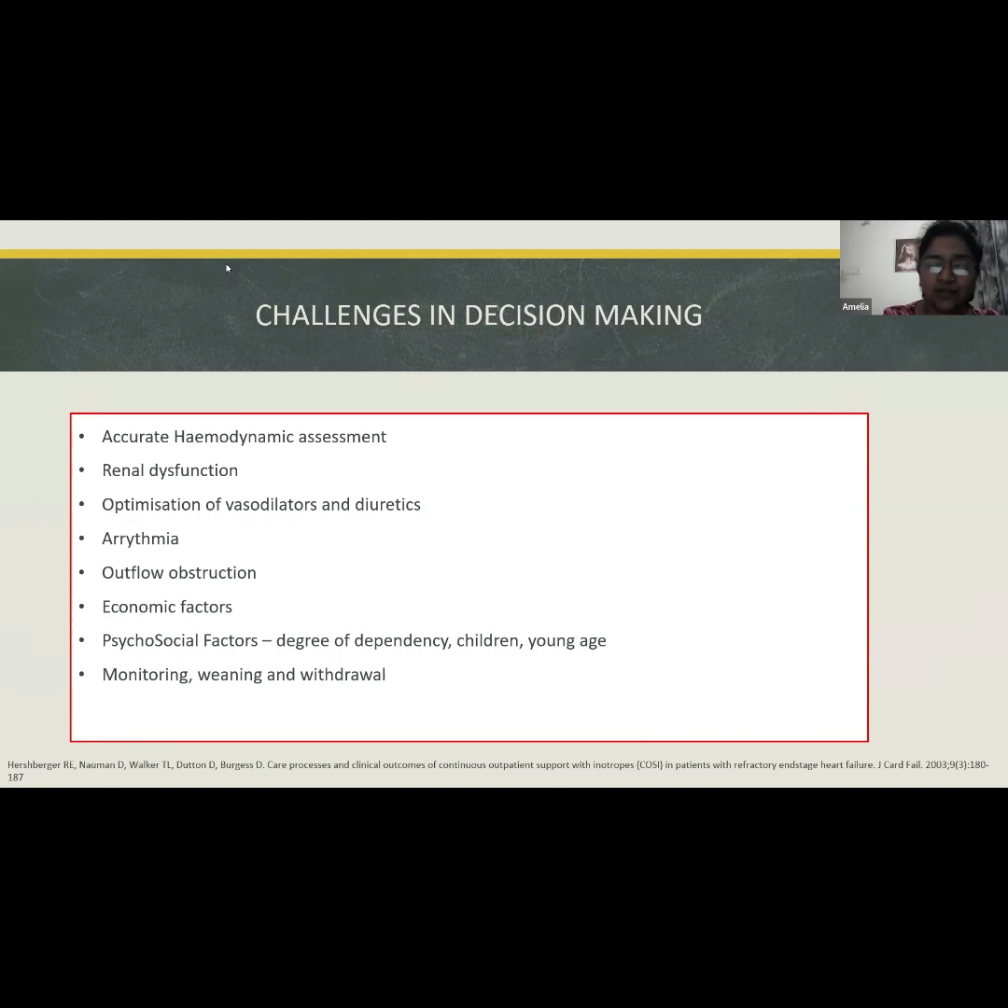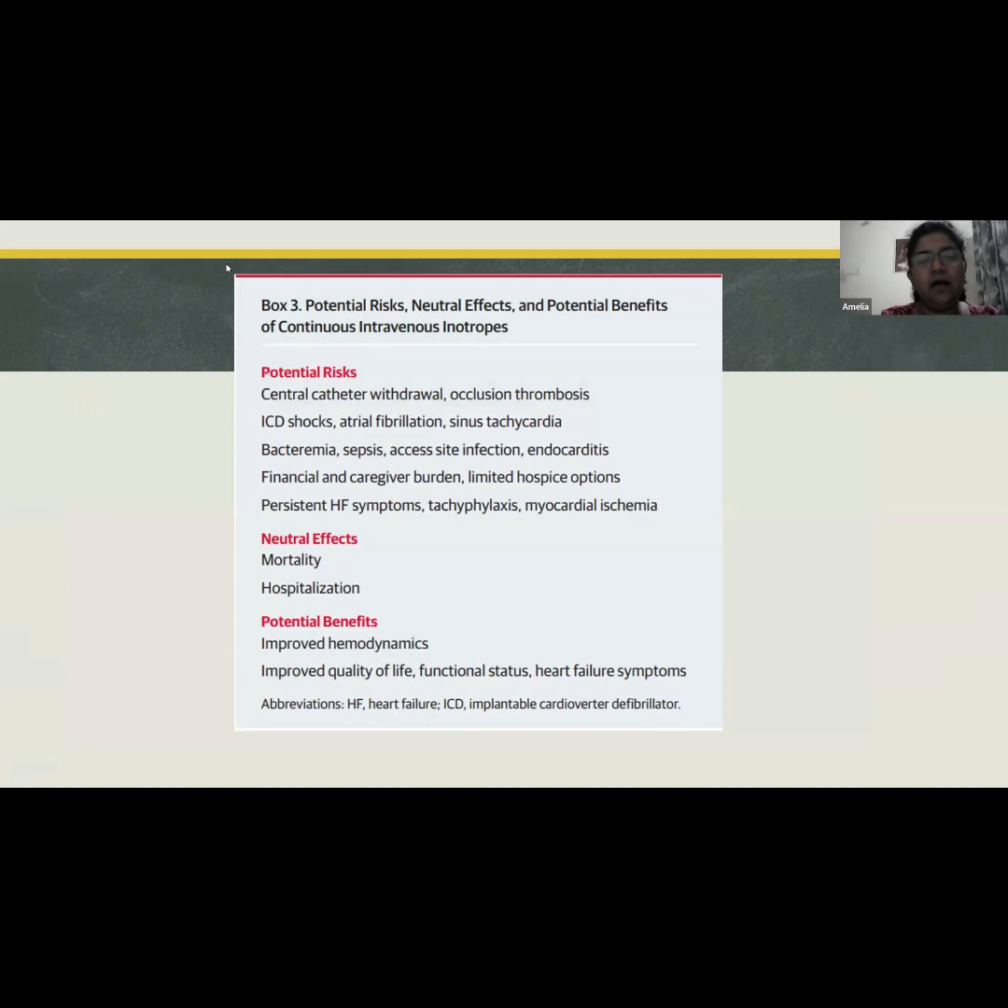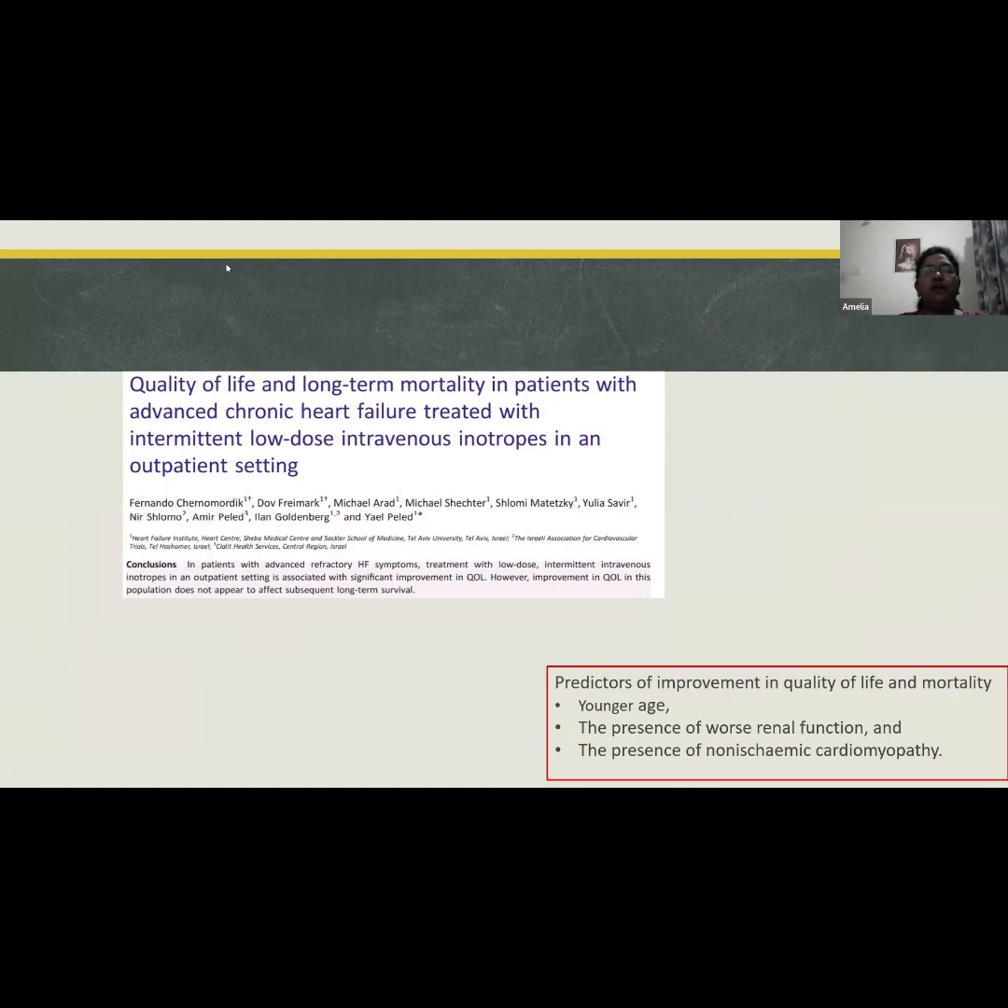So when we understand what needs to be done and speak to the relatives, they are then able to make better decisions. The potential risk is what I've mentioned, and I'll come to the quality of life and long-term mortality of patients with advanced chronic heart failure. Studies have shown that the only places where there is a probable improvement in quality of life and mortality are, one, if they're at a younger age, because they have the tenacity to fight back.